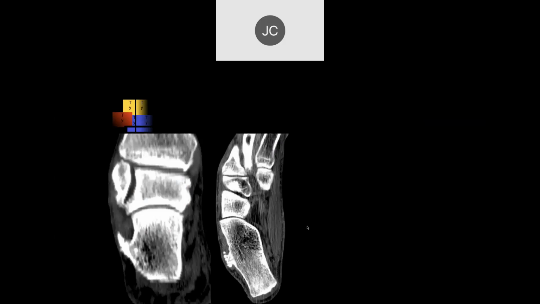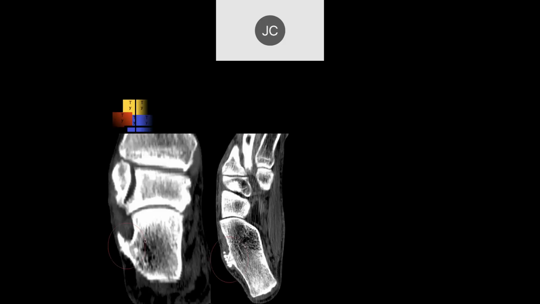Okay, Oleg, is it your turn? It's like a strange appearance of that tubercle. It's like, okay, so elongated.